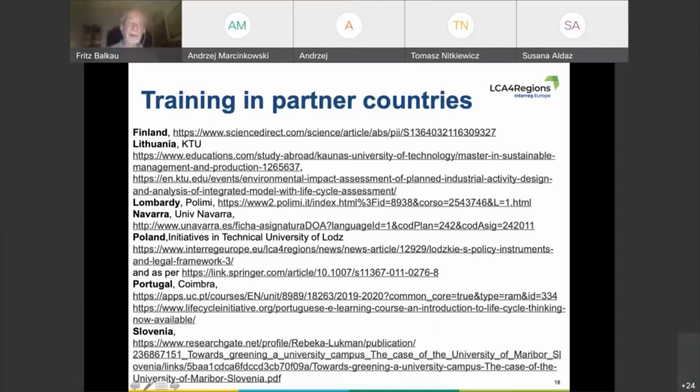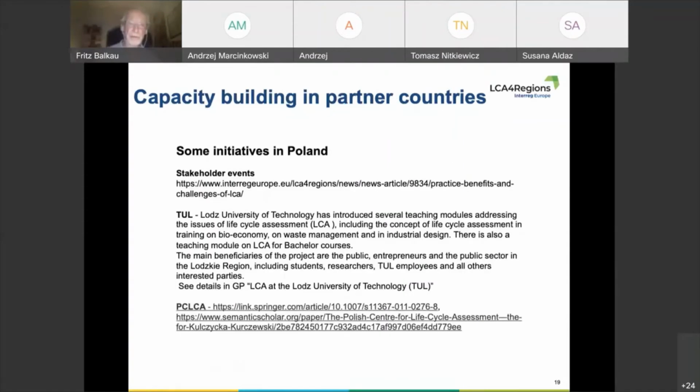Let me cover the initiative in Poland that we heard on day one, the Lodz University of Technology, teaching modules in specific areas, but also the teaching module on LCA for bachelor's courses. As Jolanta has already mentioned, this is a really worthwhile initiative to go down into the bachelor's courses to introduce LCA for everyone. It's not only for specialists. And I really congratulate the university for launching such an initiative so that all professionals understand a little better the use of life cycle assessment and its transformation into life cycle management.